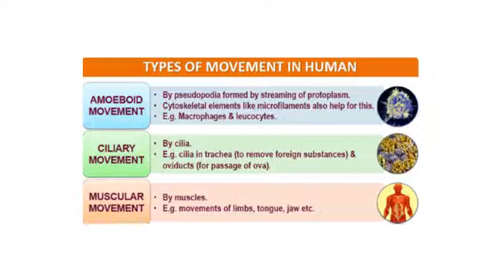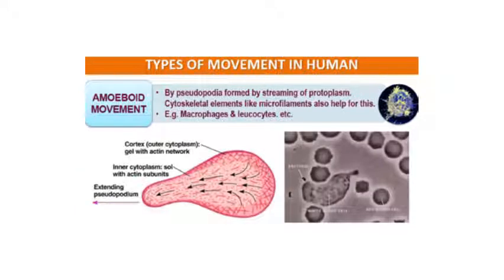The ciliary movement is shown by the cilia. Cilia in the trachea help us to remove the foreign substances out of our body. And oviducts also show this movement where they beat and they help to pass the ova. So this plays an important role in human fertilization. Then we also observe muscular movement. As the name suggests, this movement is shown by our muscles, like movements of limbs, tongue, jaw, etc.